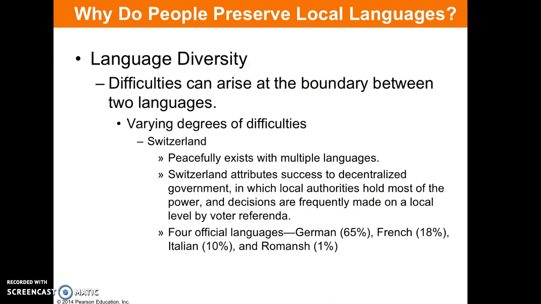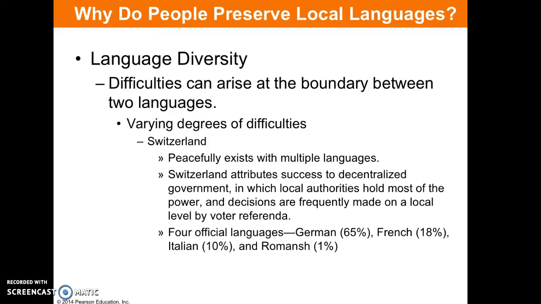Switzerland doesn't have much of a problem. Switzerland has 4 official languages: German, French, Italian, and Romansh. Most people speak multiple languages in Switzerland. In addition to these 4 official languages, many people speak English because of the amount of international banking and business conducted in Switzerland. And Switzerland says that its success is attributed to its decentralized government.